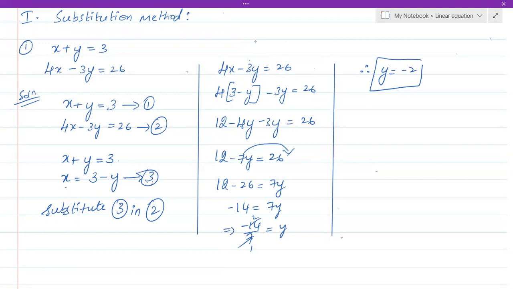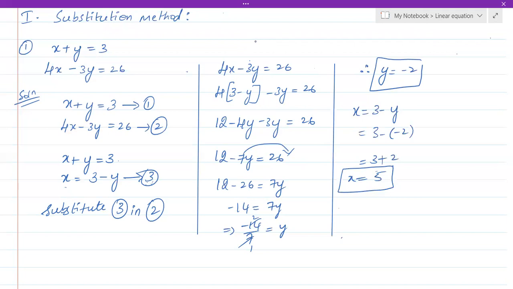we have to find the value of x. How do we find the value of x? Simple. Using equation 3. What is our equation 3? x is equal to 3 minus y. So substitute the value of y here. So y is minus 2. Substitute it. So 3 minus into minus, plus 2. 3 plus 2 is 5. So you got the value of x. Okay. So x is equal to 5 and y is equal to minus 2 are the solutions.